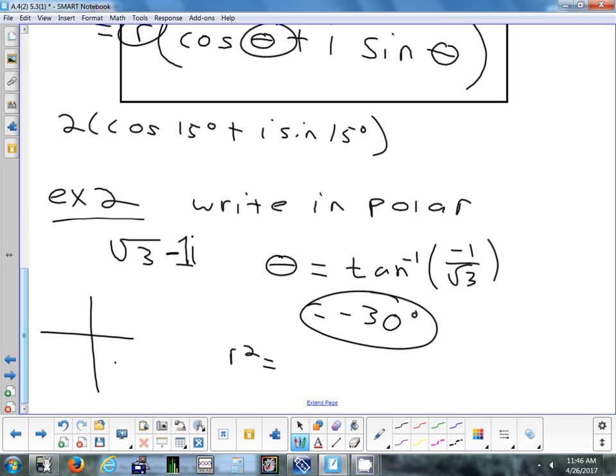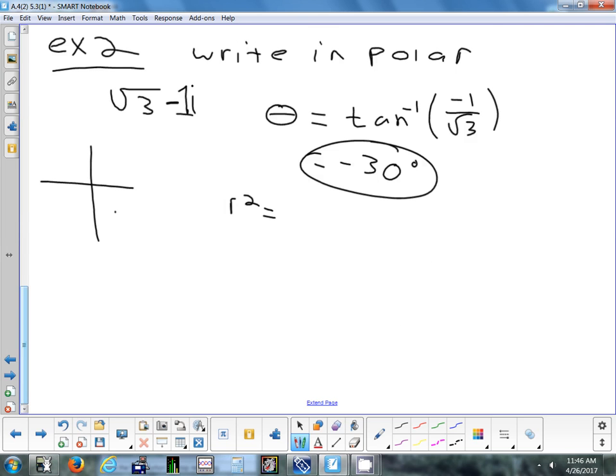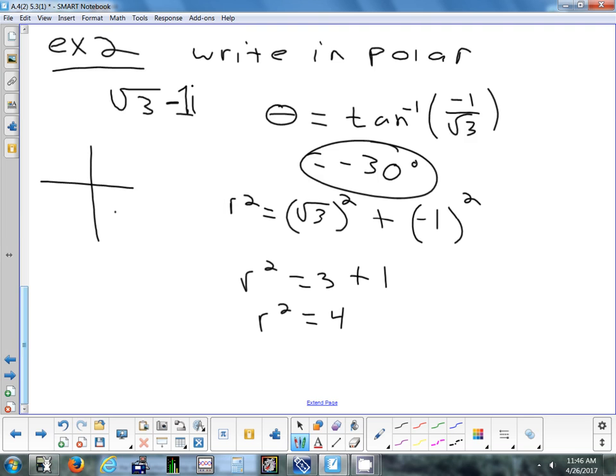And can somebody else set up my equation to find the radius? Got it? Square root of 3 squared, yep, plus -1 squared. Okay, so square root of 3 squared gives me 3 plus 1. So in this case, my radius is going to come out nice. Graham, what does the radius come out to? 2. So there's my radius. There's my angle. Just plug those two numbers into our problem.